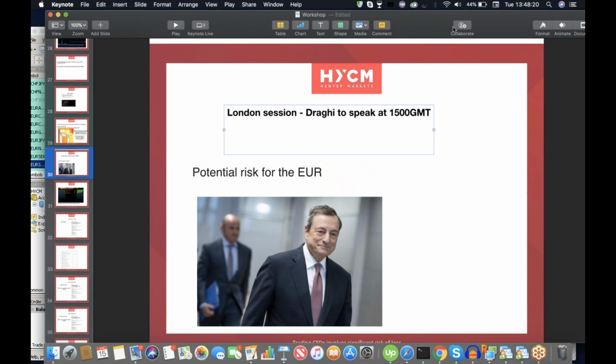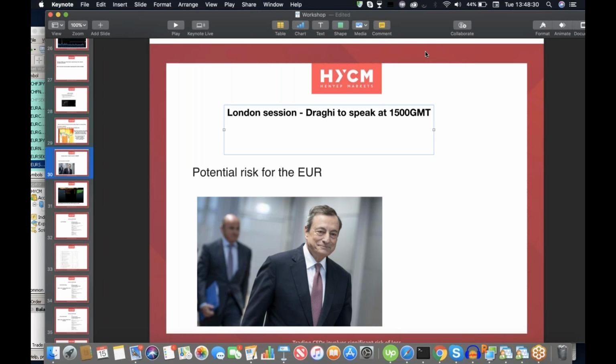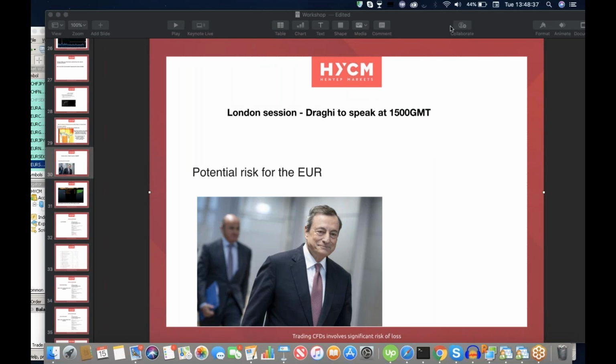We've also got Draghi speaking at 3 o'clock today, potential risk for the euro. And remember, there's potential risk for the euro with the Brexit scenario as well, because if there's no deal organised for Britain, it's also bad for Europe. Particularly Germany, they want to get their exports to the UK market all sorted. If there's no deal, or that looks like a hard deal or a no deal Brexit, that's bad for the euro as well. So Draghi speaking at 3 o'clock.